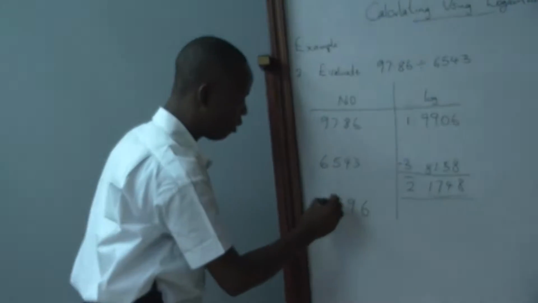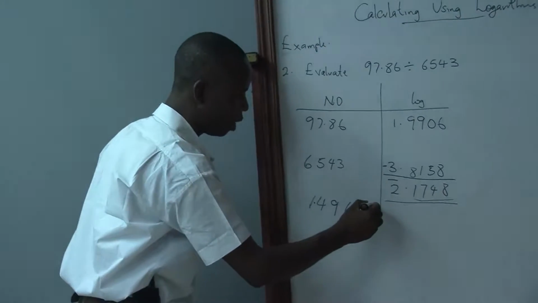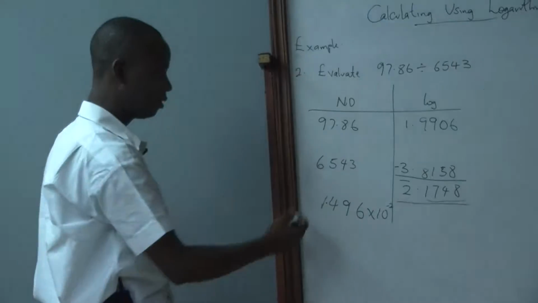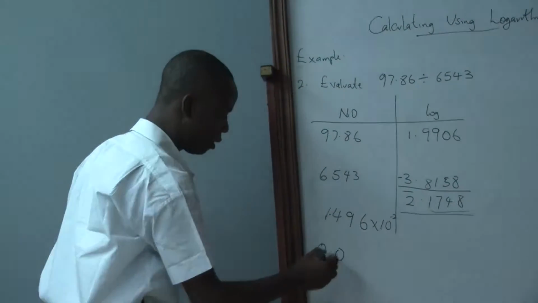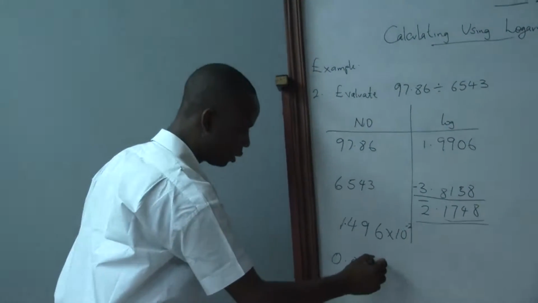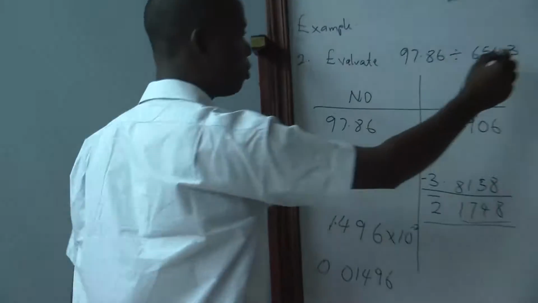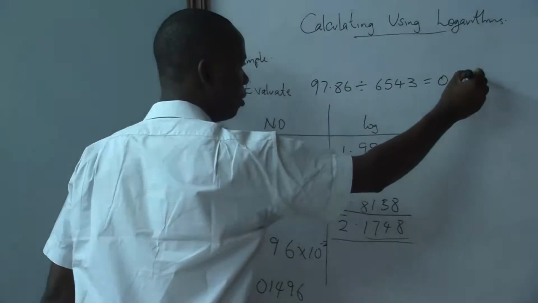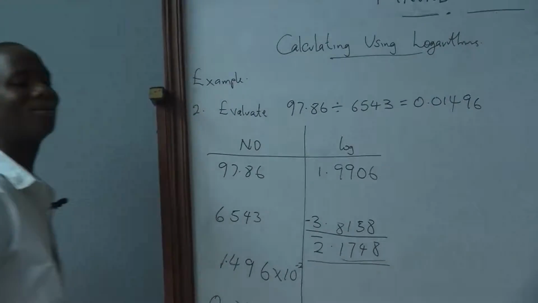That will be 1.496 times 10 raised to the power of. Now we use it as what? Minus 2. And to write this number out, what would that be? That would be 0.01496. That would be the value of this expression. 0.01496.